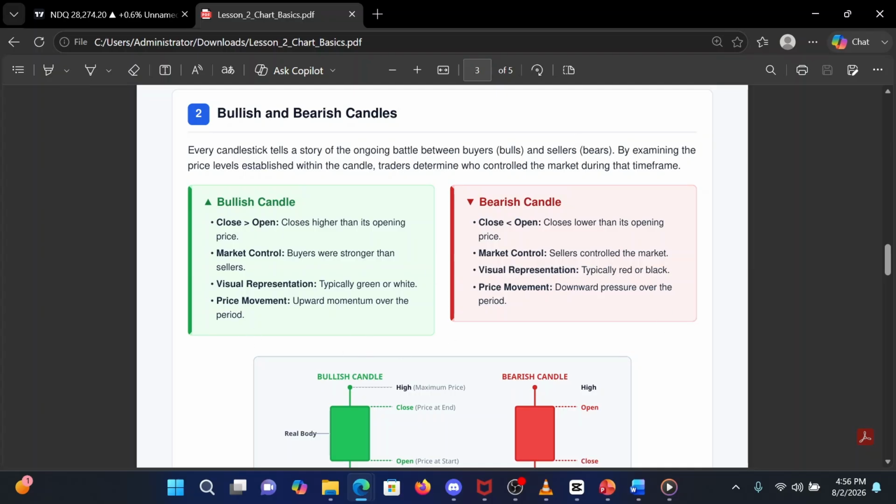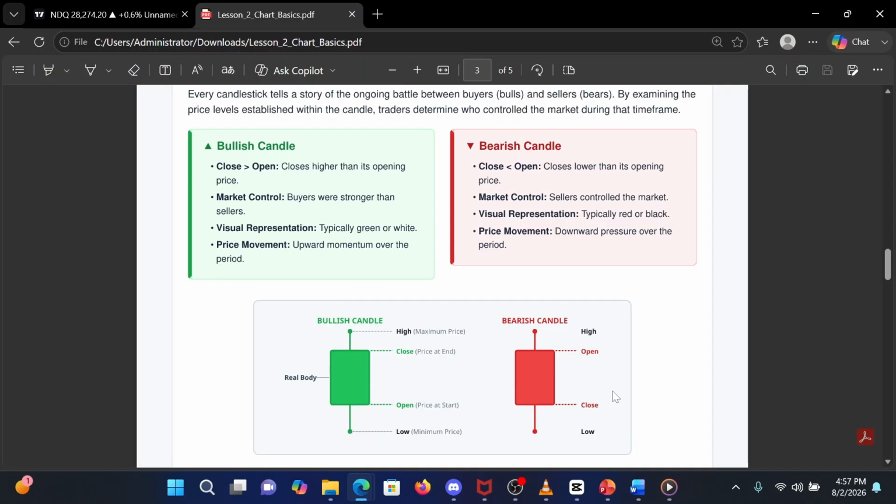The bearish candle always closes lower than its opening, below where it opens. It shows that the market is controlled by sellers, and it's typically red or black, depending on the color the person wants to print. We shall look at all these things later on. I'll teach you everything, from basic to advanced. So the price is always moving downward, not upward, on that downtrend.